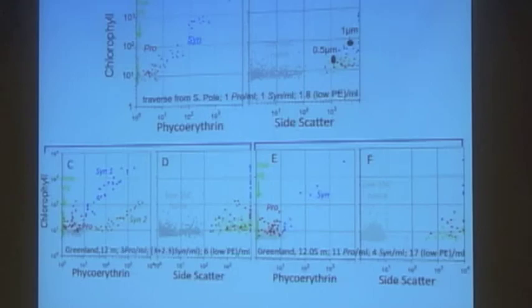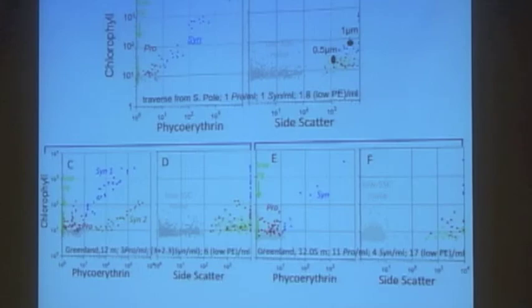And in fact, this particular little vial that we looked at had about one Prochlorococcus per milliliter, one Synechococcus per milliliter, and 1.8 or something. I won't even bother to tell you. It's in fact just there. It's a spike of many, many cells that have almost no phycoerythrin, mostly chlorophyll, and yet they are Prochlorococcus. So forget about that. So here's Greenland.